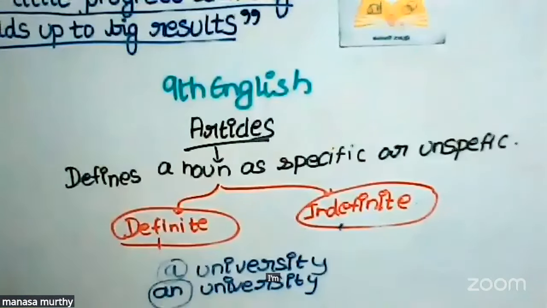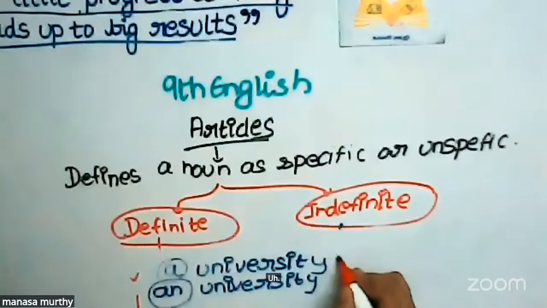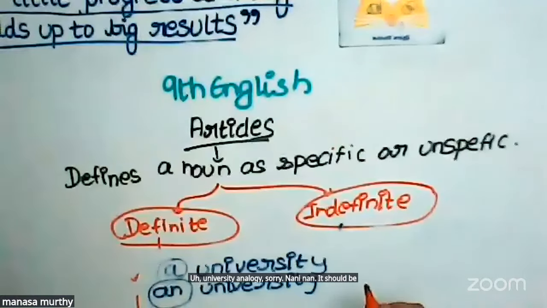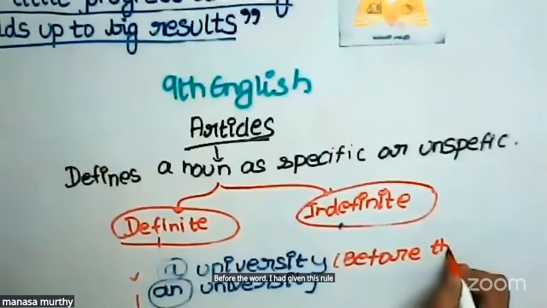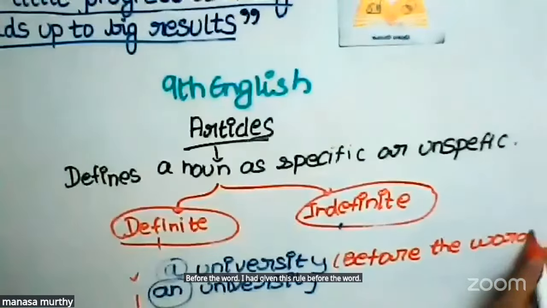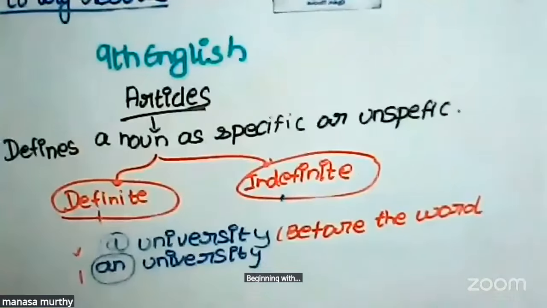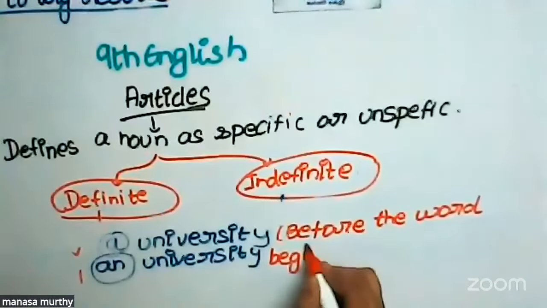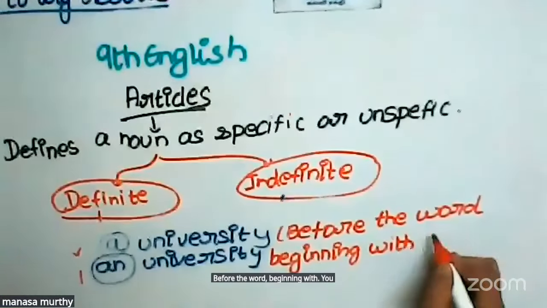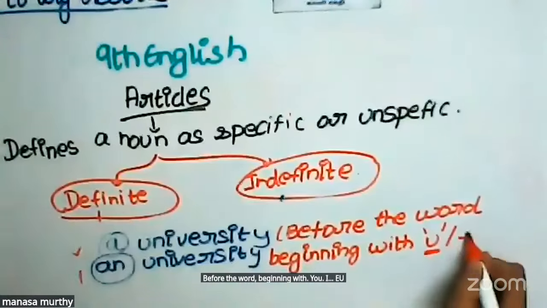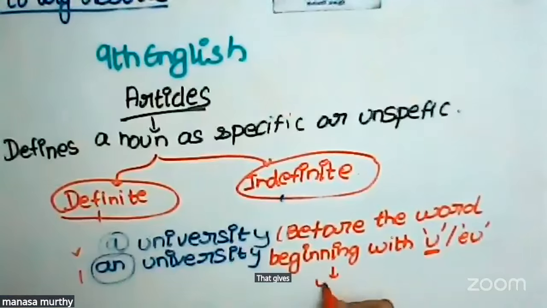I'm getting the answer as an university. Is it right? No, it isn't an. An is wrong. A university is the right one. What did I say? It should be placed before the word. I had given this rule: before the word beginning with U or EU that gives the sound of U.